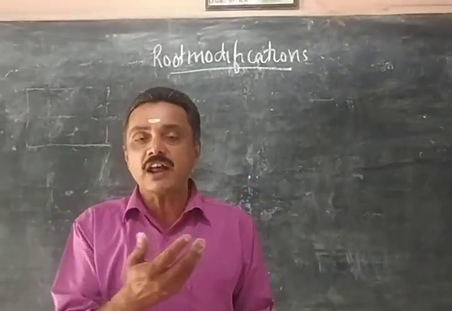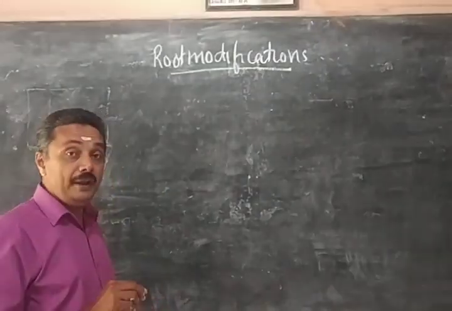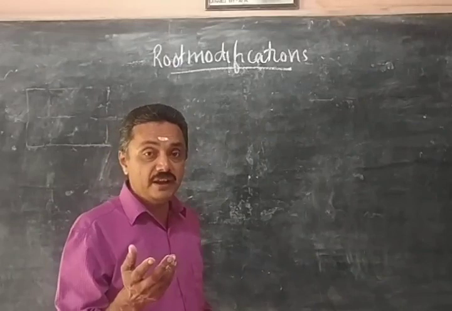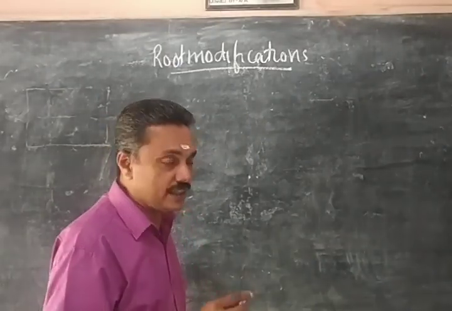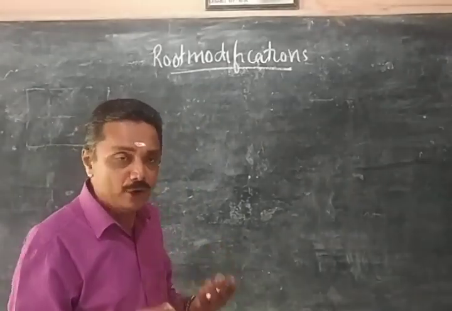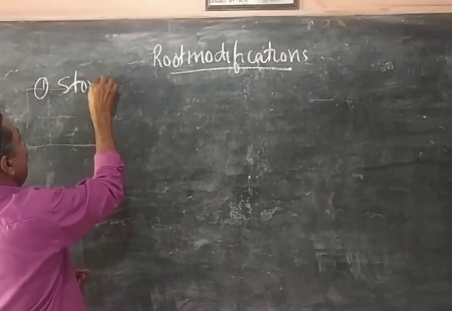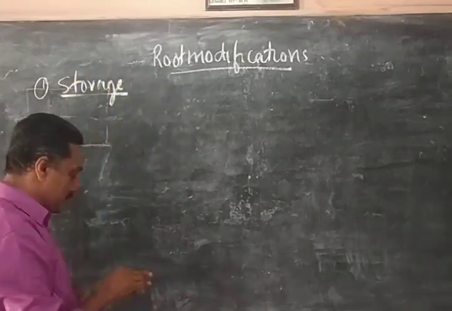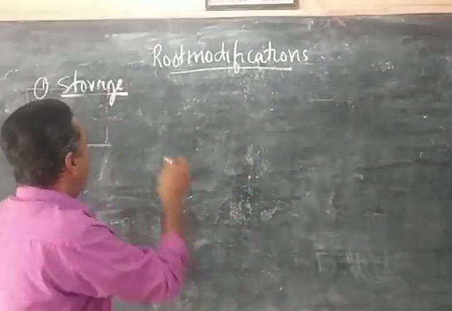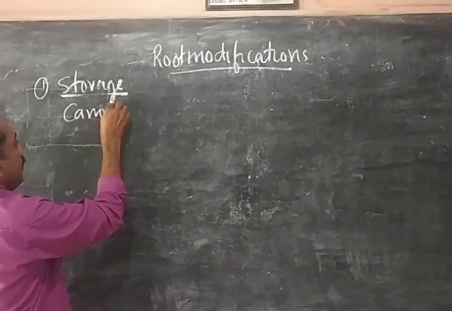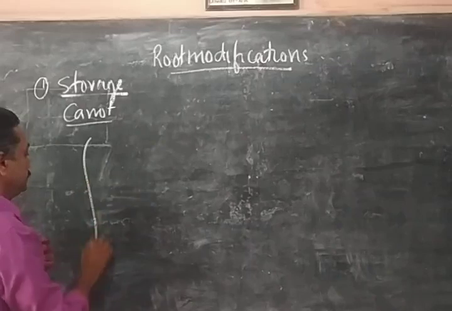We can see the examples from your textbook. First of all, see, in plants like carrot or beetroot, roots are meant for storage of food material. Roots are doing the function of storage of food material. And see, in plants like carrot or beetroot, you can see roots are like this.